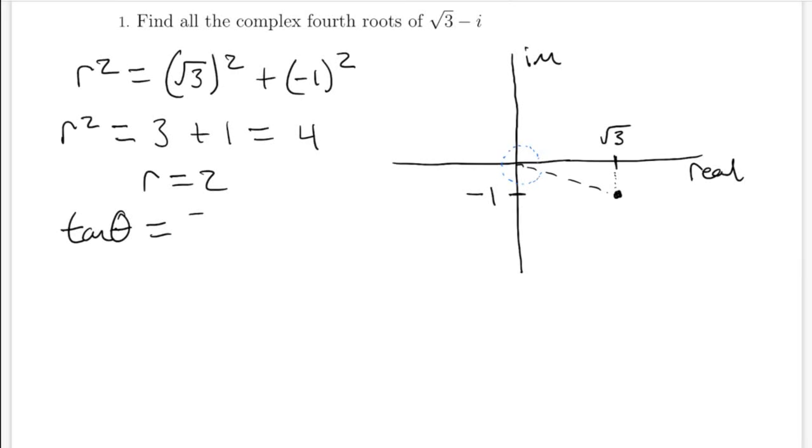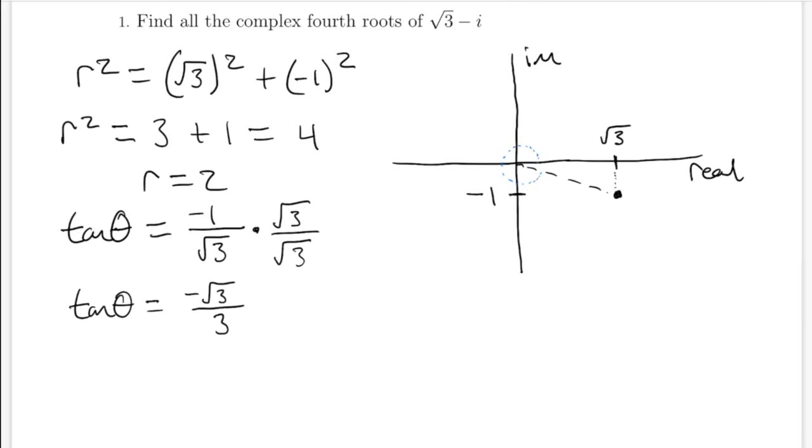So negative 1 over root 3. And if I rationalize this denominator by multiplying by root 3 over root 3, it may look a little more familiar if you're thinking in terms of exact values. Because then what I get is I'm looking for an angle where the tangent of that angle is equal to negative root 3 over 3. Okay? Since it's a negative, I know it's either going to be in the second or fourth quadrant, but obviously we're in the fourth quadrant.